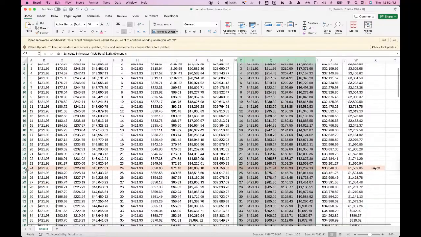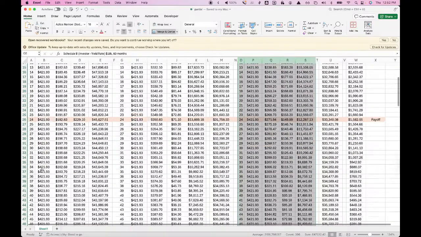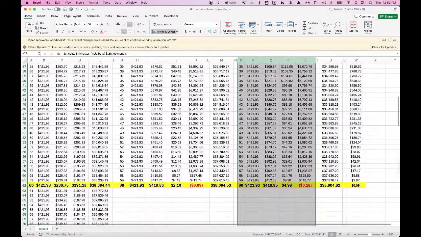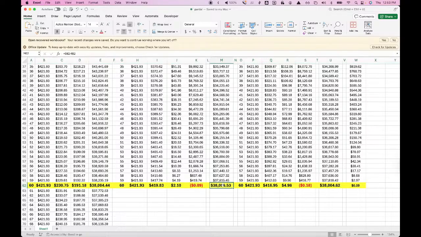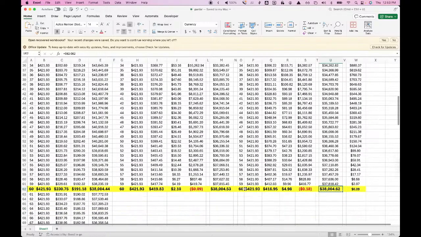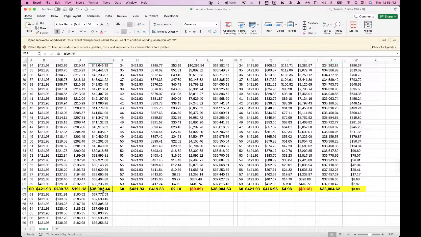The other thing I want to show you is, if the borrower has just been paying on this for the last 5 years, after 60 months, their balance is going to be $38,004. You'll see that it's $38,004 regardless of whether it's at the note rate or at the yield rate. The numbers are just a little off because of the way Excel calculates everything, but ultimately it comes down to $38,004 and 44 cents.